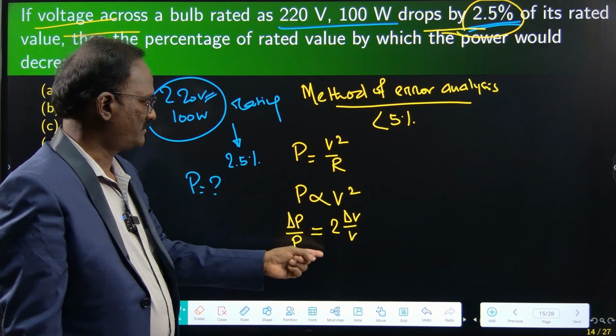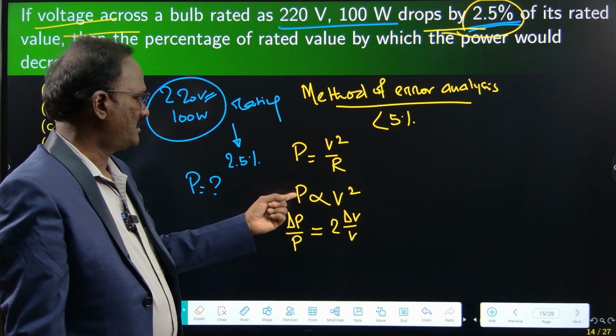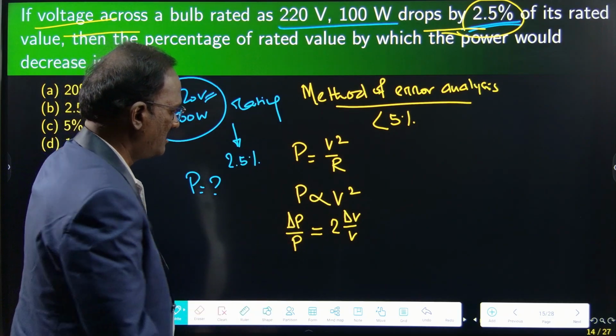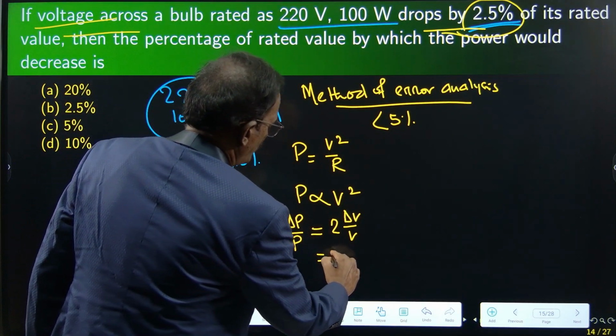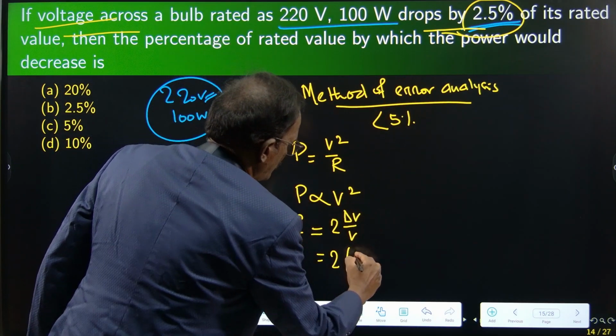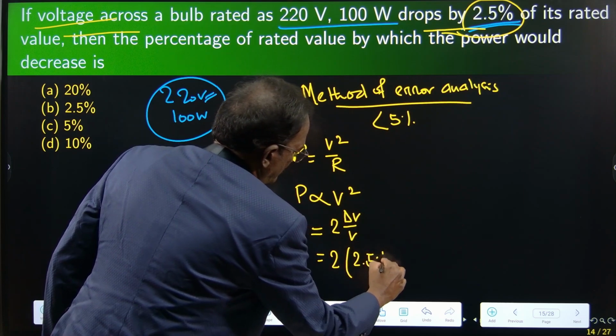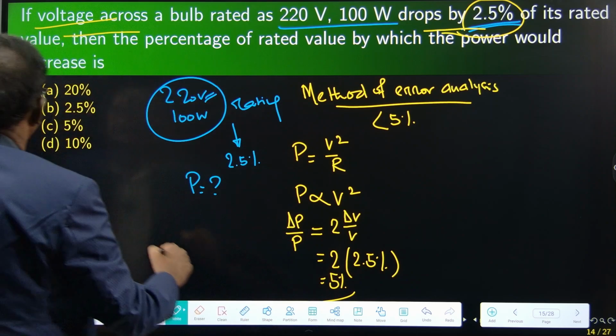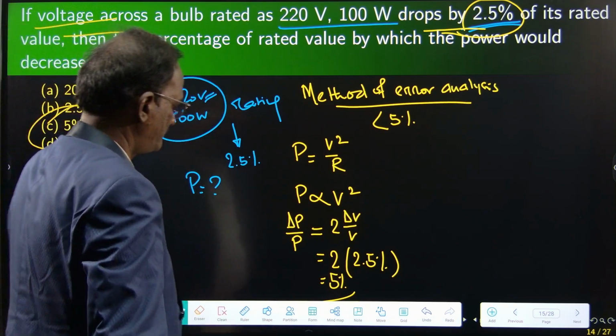It is like differentiation. If you differentiate both sides, dP gives 2 into delta V. So delta P by P is 2 into delta V by V, which is 2 into 2.5%. So the answer is 5%.